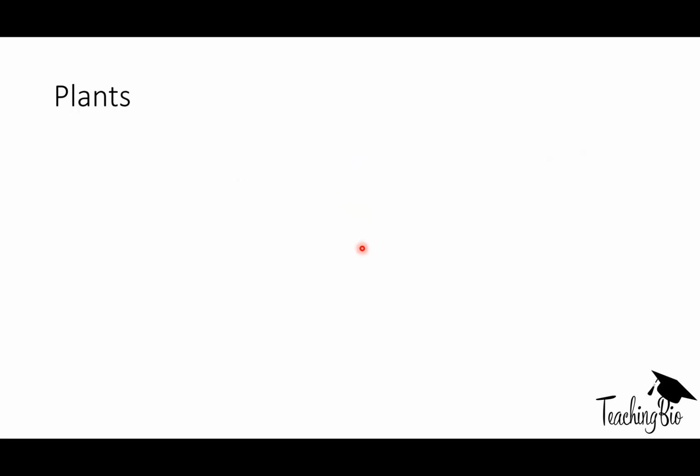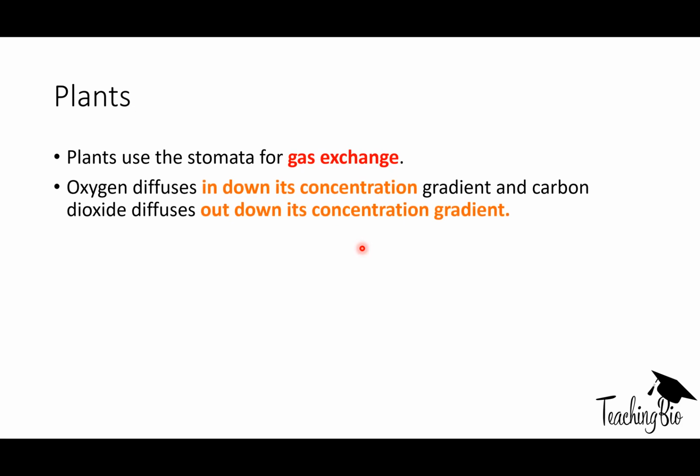Okay, so we're going to switch gears and we'll now talk about plants. So plants use the stomata for gas exchange, which are also openings. Oxygen diffuses in down its concentration gradient and carbon dioxide diffuses out down its concentration gradient.